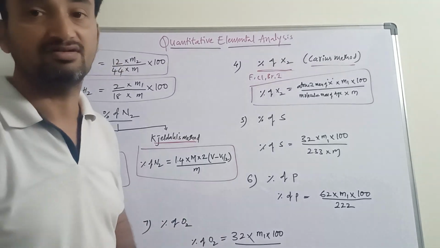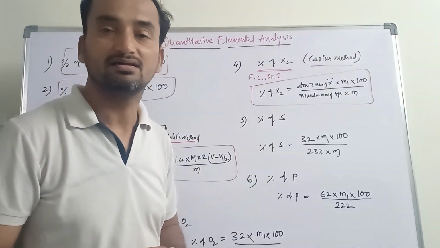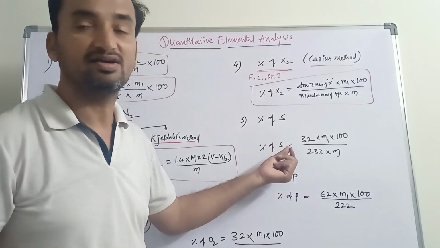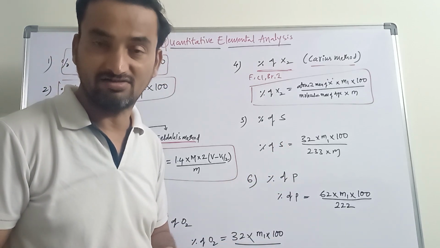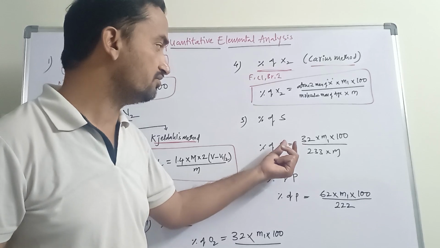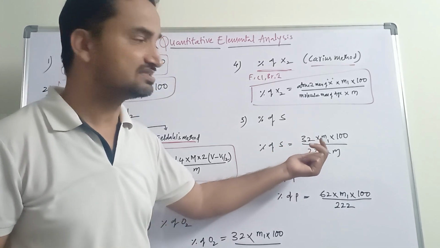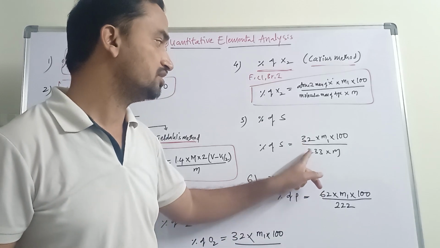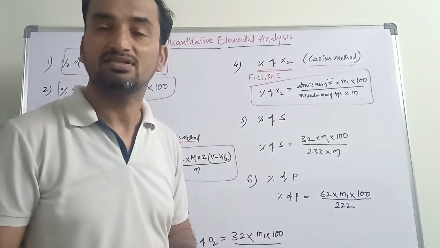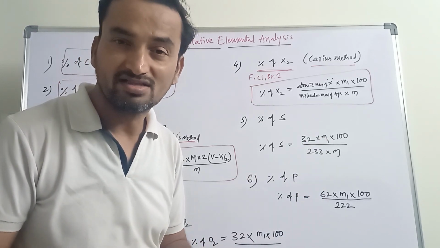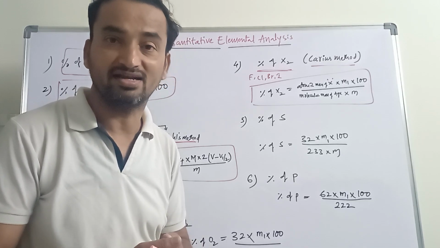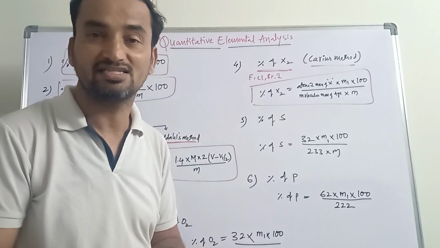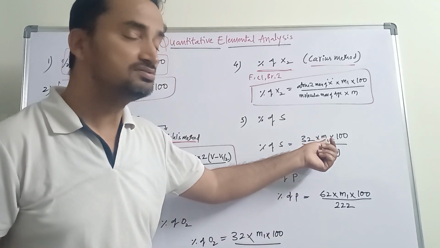Now percentage of sulfur. Here again this one is also calculated from the Carius tube only, that is the Carius method. Here the sulfur will be converted into barium sulfate. As you know, the atomic weight of sulfur is 32 and the molecular weight of barium sulfate is 233, so 32 by 233 into M1. The sulfur in the organic compound is converted into barium sulfate, and how much barium sulfate is produced, that denotes M1.